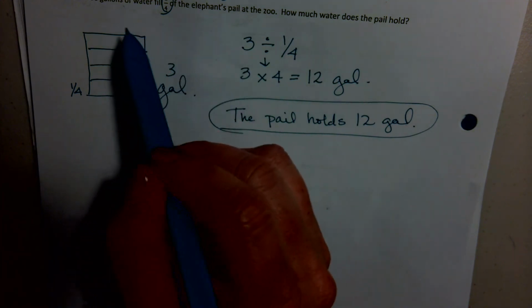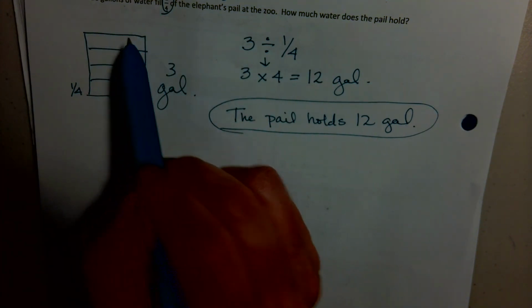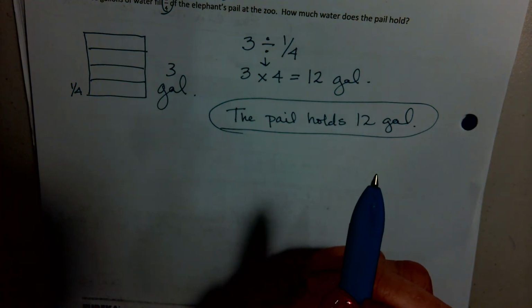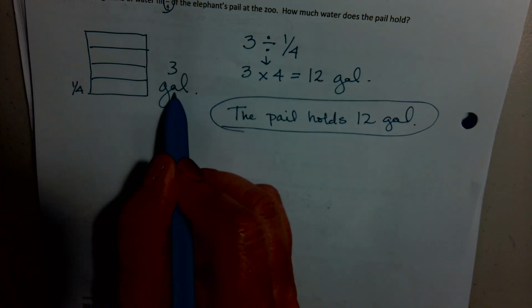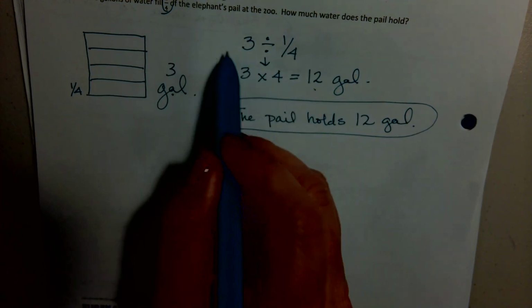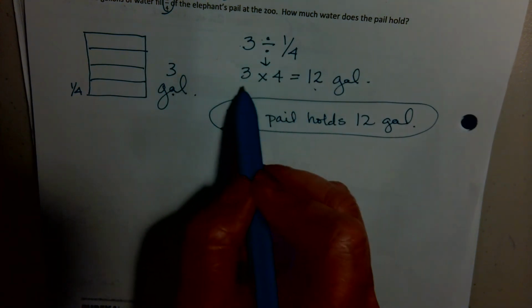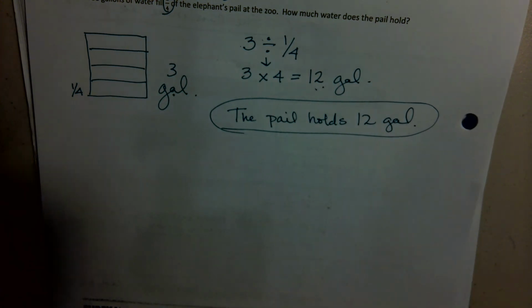Then 3 gallons of water fill 1/4 of the elephant's pail at the zoo. How much water does the pail hold? Well, if 1/4 equals 3, then 3 times 4 is 12, right? So 3 divided by 1/4 is 3 times 4, which is 12 gallons. The pail holds 12 gallons.